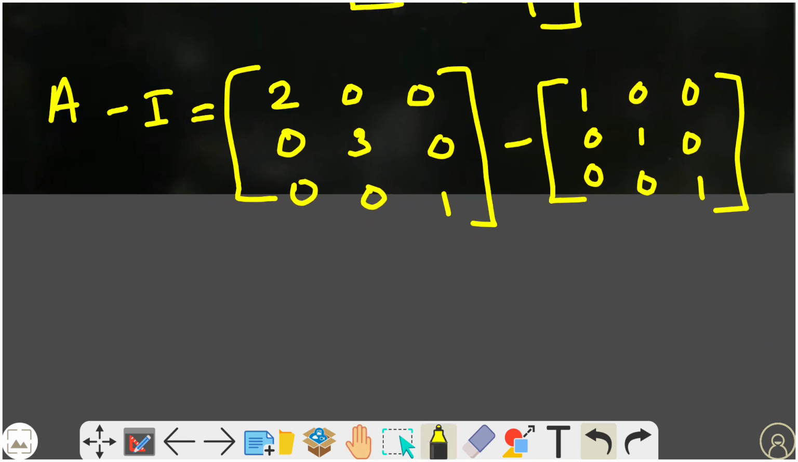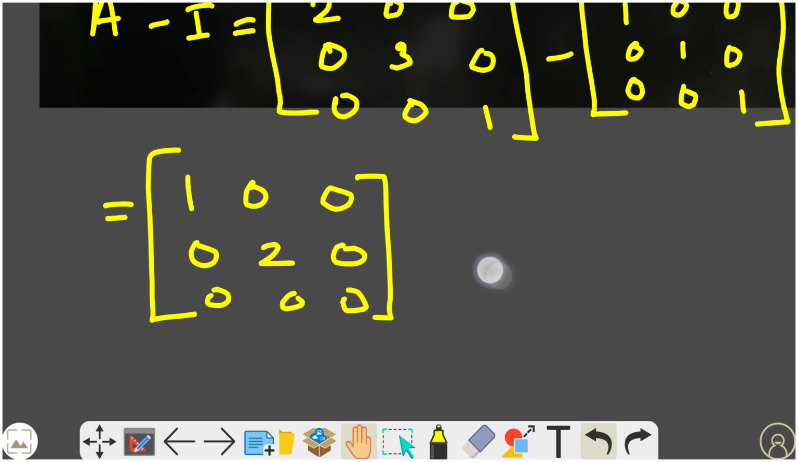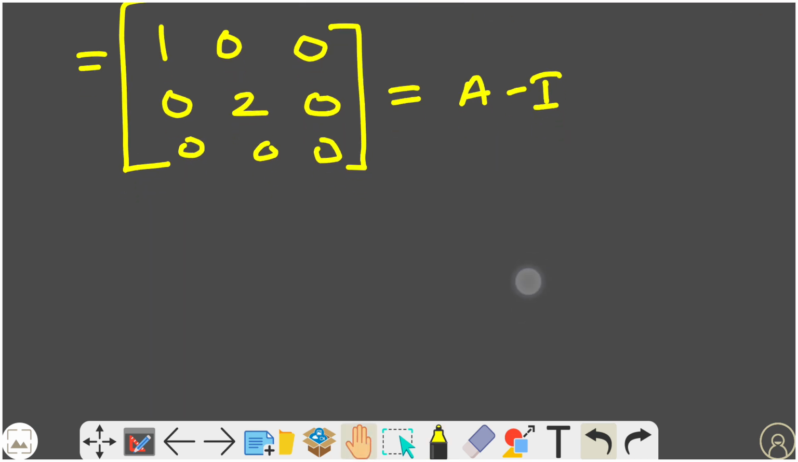We know matrix subtraction: we subtract element by element. 2 minus 1 is 1, 0, 0, 0, 3 minus 1 is 2, 0, 0, 0, 1 minus 1 is 0. So this is A minus I. Now we need to find (A minus I) power 11. We can proceed step by step: A minus I whole square, A minus I whole cube, and so on.